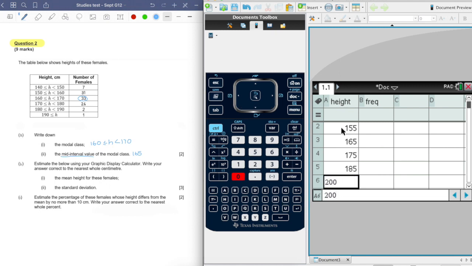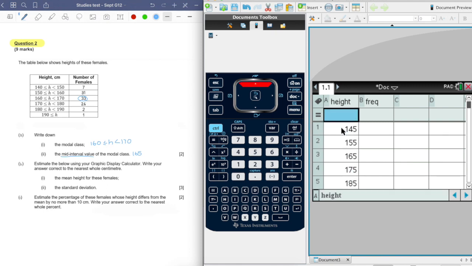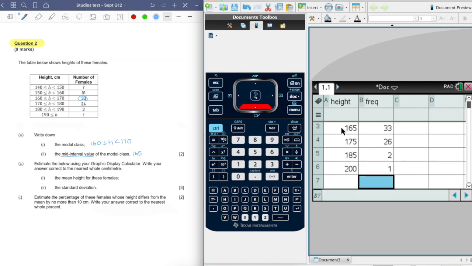We normally say that if there's a never-ending interval at the end, it's very rare that you get that, but we would assume that it was double the width of the previous ones. So if the other ones were width of 10, then this one's going to be a width of 20, so that's why 200 is your midpoint. And then your frequency is 7, 31, 33, 26, 2, and 1. And we can now work out the mean and the standard deviation.